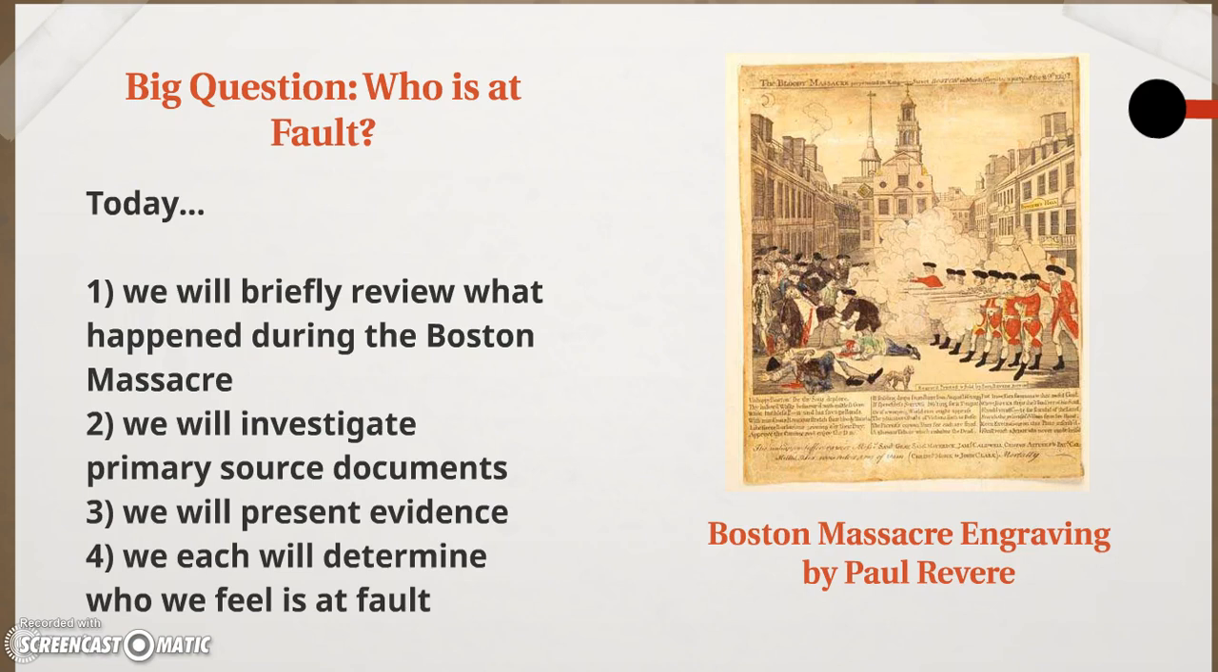In just a second, I'm going to give you a lot of information about the Boston Massacre. After that, in small groups, we'll look at primary source documents. We'll talk more about them, but these are documents written right after this happened, the true voices of people who were there and what they saw and heard. In our groups, we'll present some of the evidence we find from those documents. Then I'll give each of you the opportunity to determine, based on all the evidence you hear, who you think is at fault for this event.